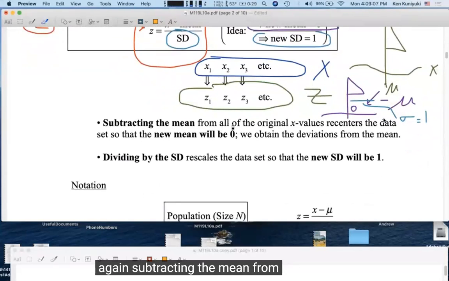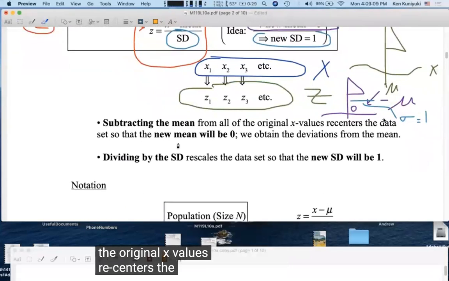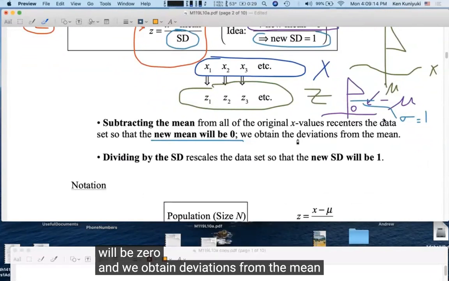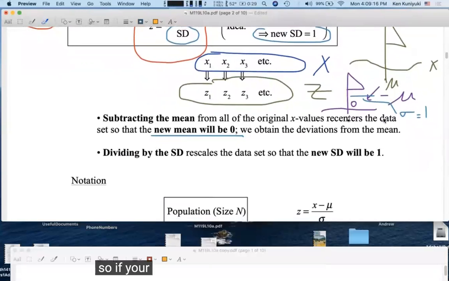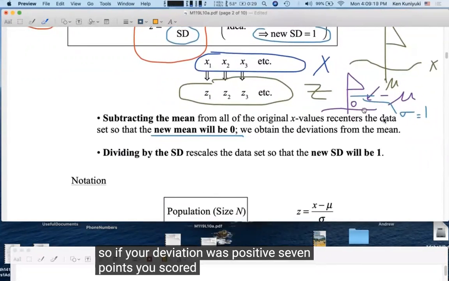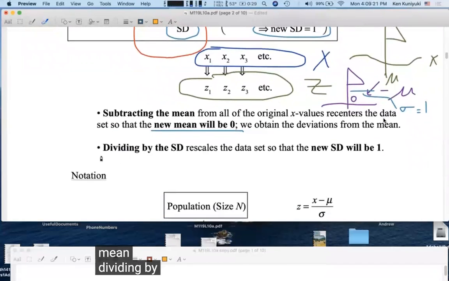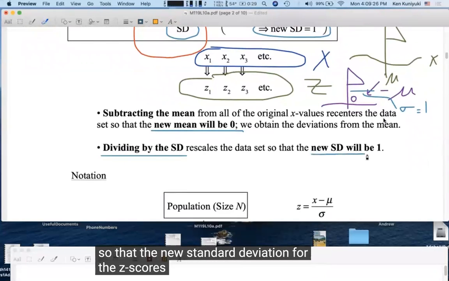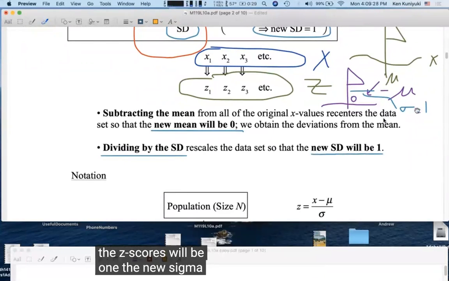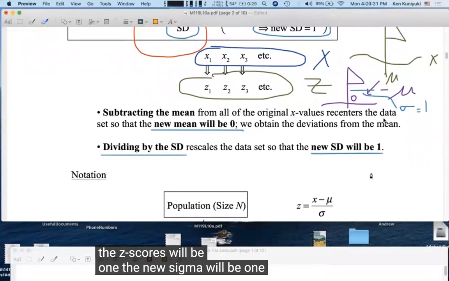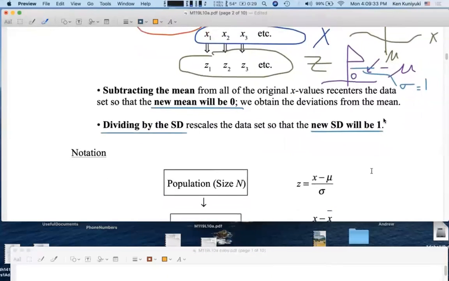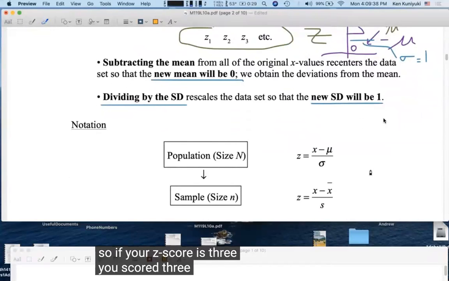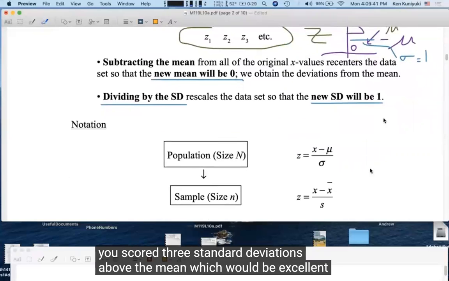Again, subtracting the mean from all of the original X values recenters the data so that the new mean will be 0. And we obtain deviations from the mean. So if your deviation was positive 7 points, you scored 7 points above the mean. Dividing by the standard deviation rescales the data set so that the new standard deviation for the Z-scores will be 1. The new sigma will be 1. So if your Z-score is 3, you scored 3 standard deviations above the mean, which would be excellent.